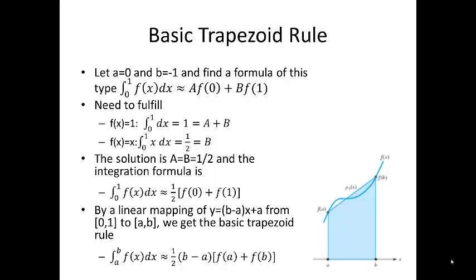So the solution to this system of equations is A equals B equals 1/2, and from there we get the integration formula: the integral from 0 to 1 of f(x) dx is approximately 1/2 times f(0) plus f(1). By a linear mapping of y equal to (b minus a)x plus a from [0, 1] to [a, b], that's again the straight line between those two points, we get the basic trapezoid rule. The integral from a to b of f(x) dx is approximately 1/2 (b minus a) times f(a) plus f(b). And this is depicted over on the figure on the right.